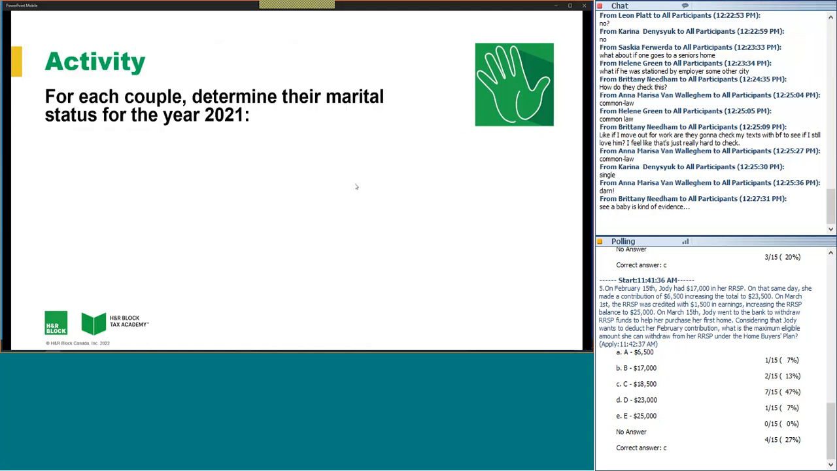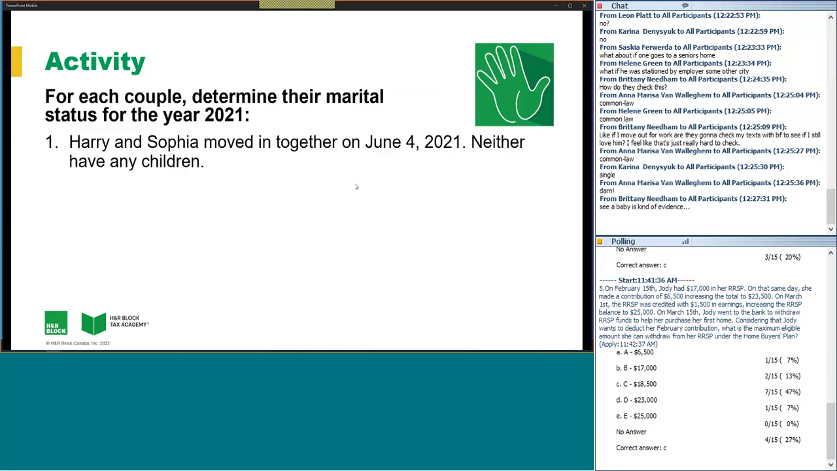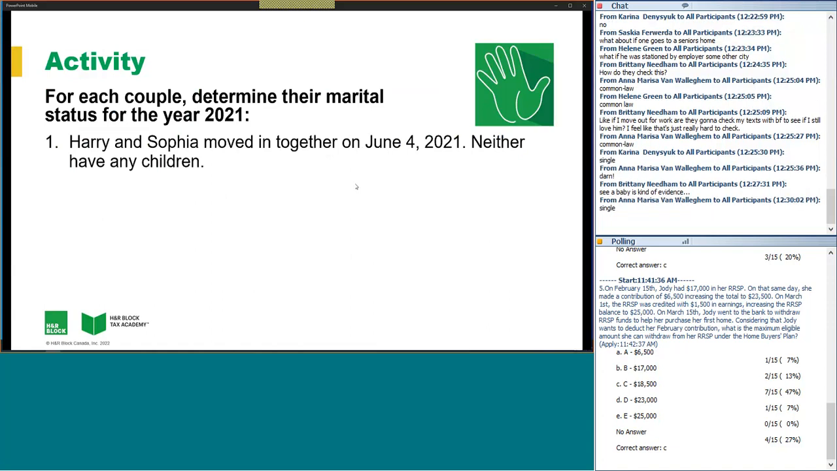All right, let's do a little activity here. Okay. We've got Harry and Sophia. They moved in together on June 4th, 2021. Neither have any children. For 2021, how will you file? Single, common law, what definition will you have for them for the 2021 tax year?